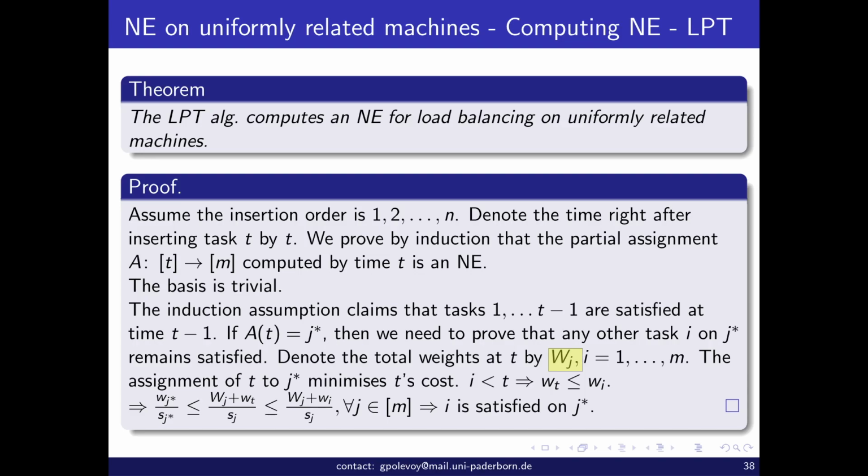Now the assignment of t to j star minimizes the cost of t by definition. Moreover, since we go over the tasks in a non-increasing order of weight, and I was met before t, the weight of I is at least the weight of t. Now from those two conclusions, that the assignment of t minimizes this cost, and that the weight of t is at most the weight of I, we now show what we need.